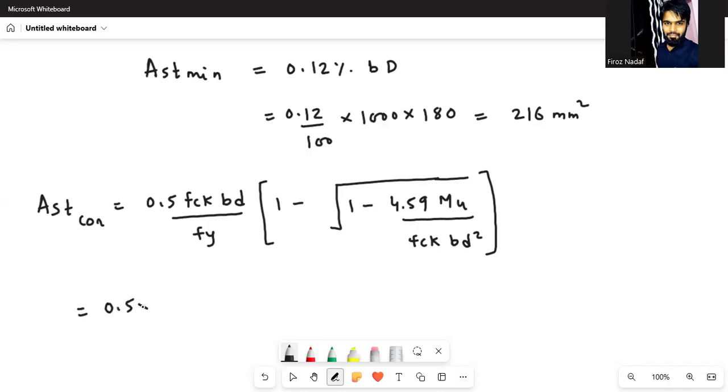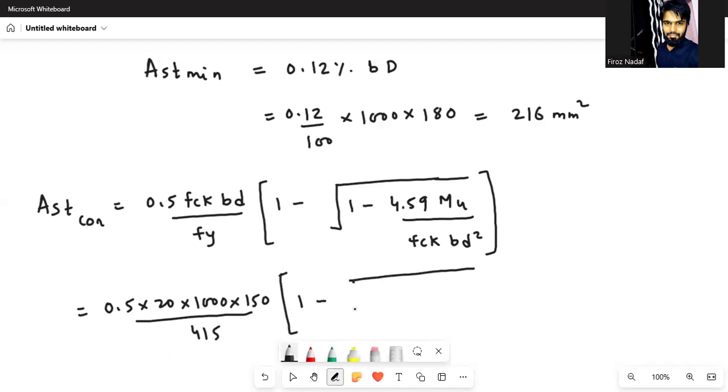0.5 into FCK is 20, B is 1000, and small d is 150 mm divided by Fy, that is 415. Okay, 1 minus under root 1 minus 4.59 mu for the corner. Already we have calculated, that is 27.70 kilonewton meter. But here in the formula, mu, the bending moment, has to be written in Newton mm. Okay, so how to write in Newton mm? I will tell you.